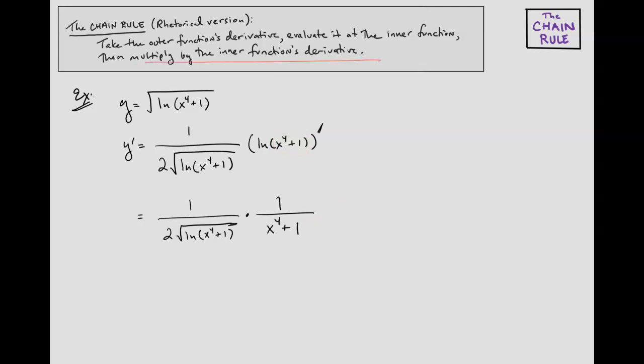I still have to multiply by the inner function's derivative, as I'm taking the derivative of this composite function. That means I have to multiply this by the derivative of x to the 4th plus 1, which is, of course, 4x cubed. Combining this all into one fraction, we'll clean it up a little bit, and I even get a little bit of cancellation so that I end up with this.